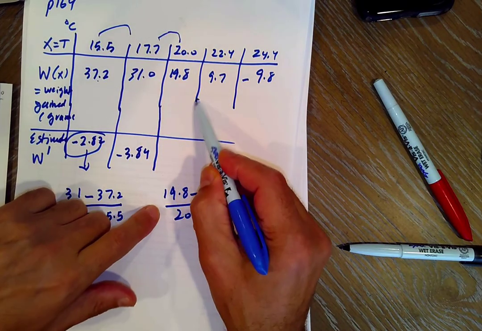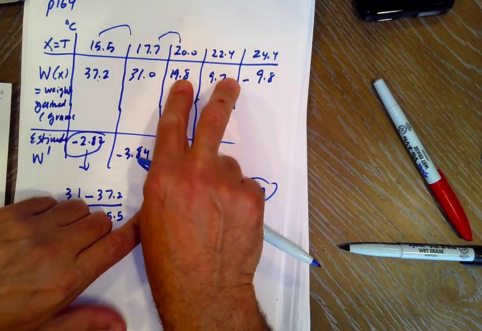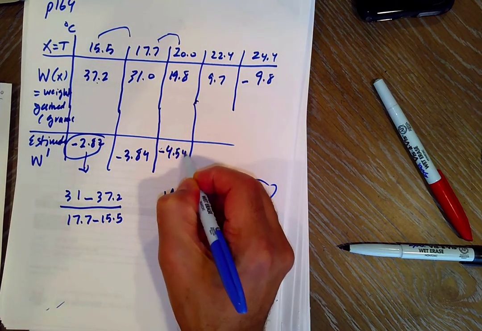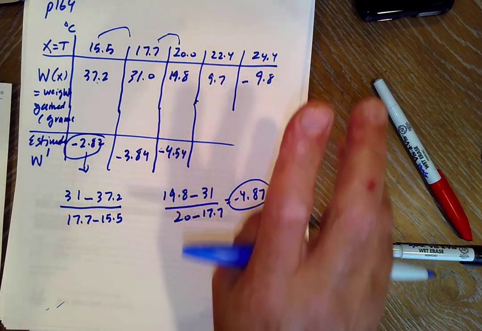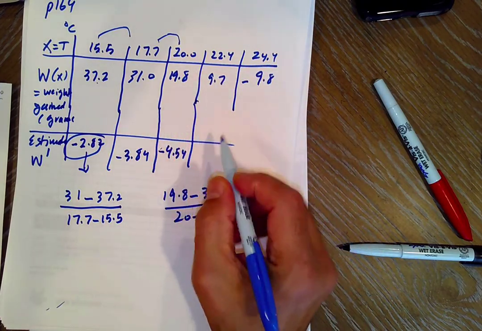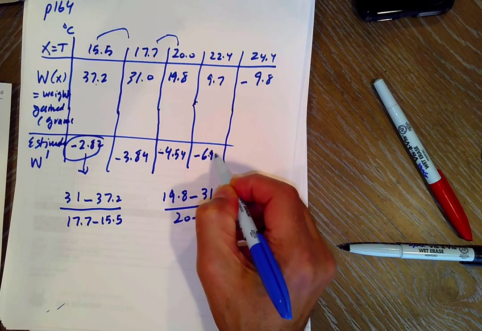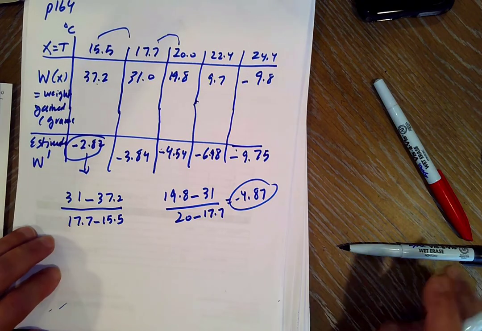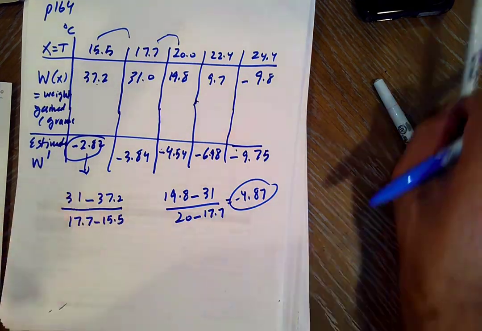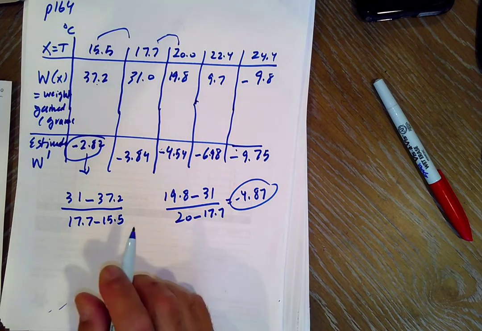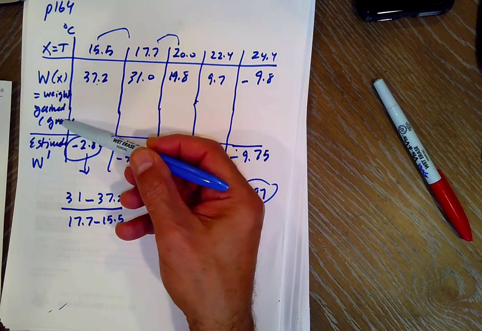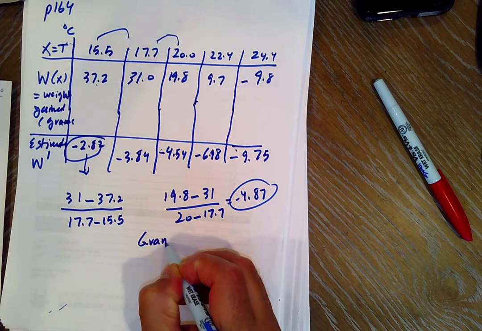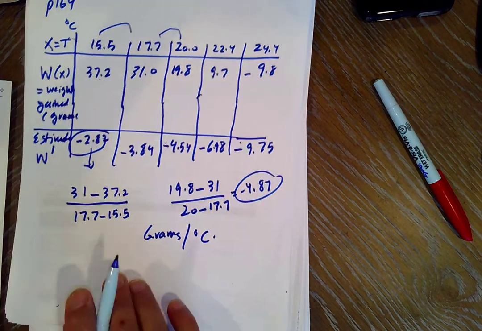Same thing for the next one. We do these two, and we do the average with that one. I did the math. It's going to be negative 4.54. And again, for this one, it's negative 6.98, and this is negative 9.75. Okay? So check my math. Now, what are the units? We're doing grams over degrees Celsius, okay? So grams over degrees Celsius.